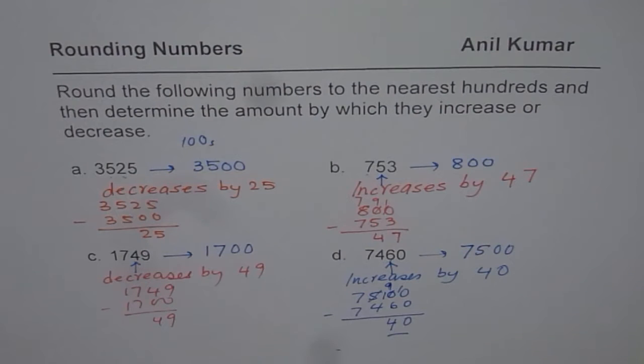So the steps involved are, first step, round your number to the nearest 100, then see whether you rounded it higher or lower. If you round to a higher number, the number increases. Find the difference, you will know by how much. If the number rounds to a lower value, then the number decreases. Find the difference and write down the difference. So these are the steps involved.